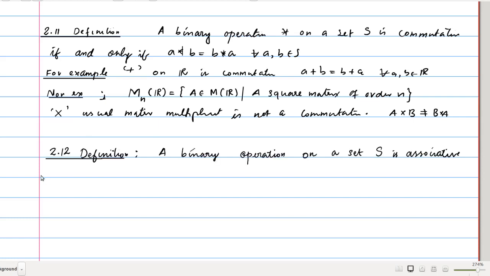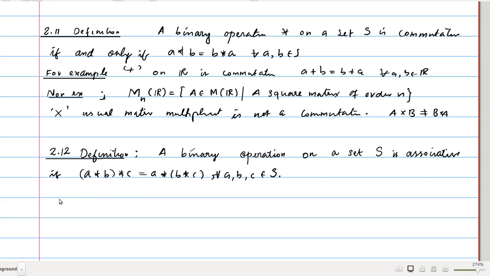So next is another definition, associative binary operation. A binary operation on a set S is associative if (A star B) star C equals A star (B star C). If this happens for every A, B, C belonging to S, then we call this binary operation an associative binary operation.